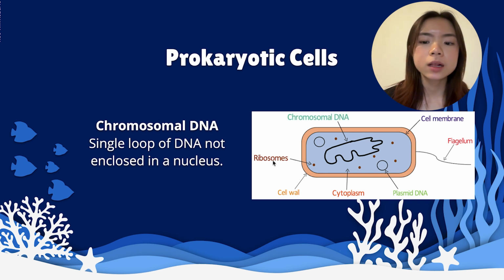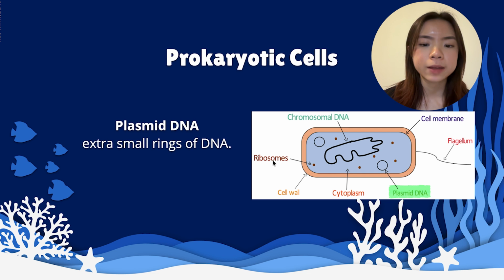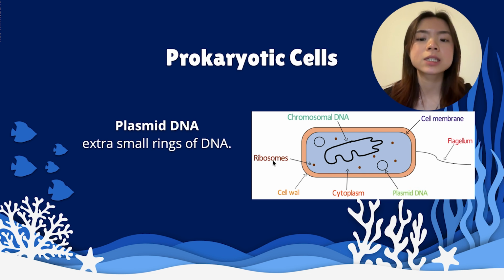The next organelle is the plasmid DNA. So prokaryotic cells, some of them may contain extra small rings of DNA, which are called plasmids. And plasmids code for very specific features, such as antibiotic resistance.